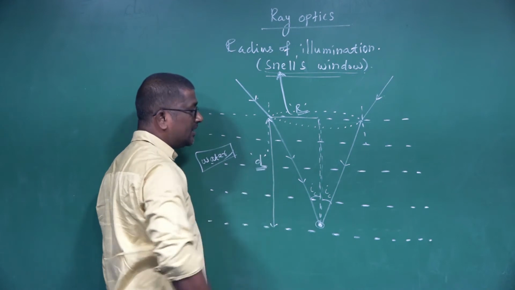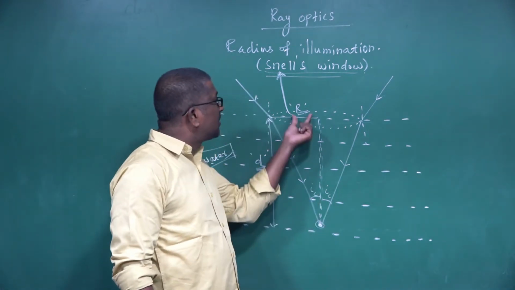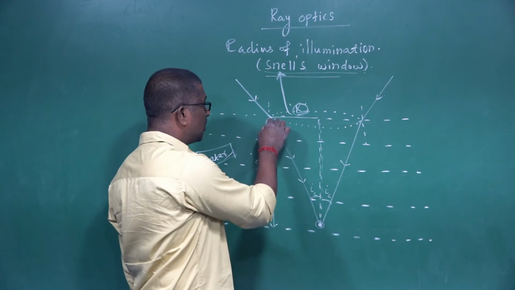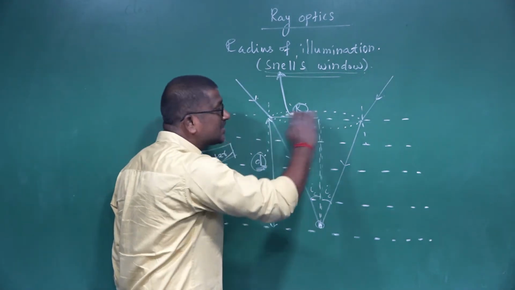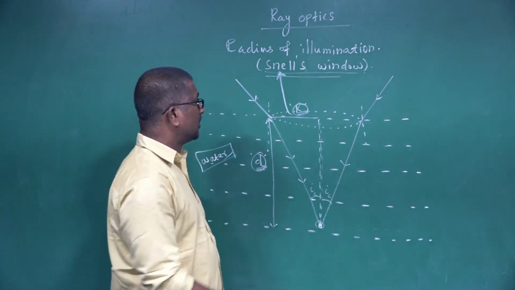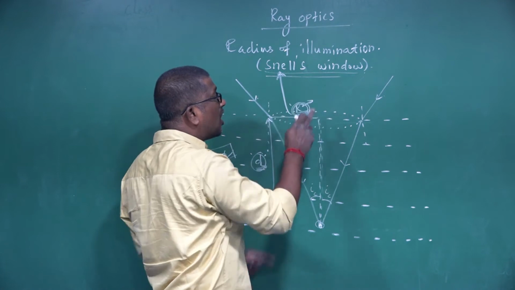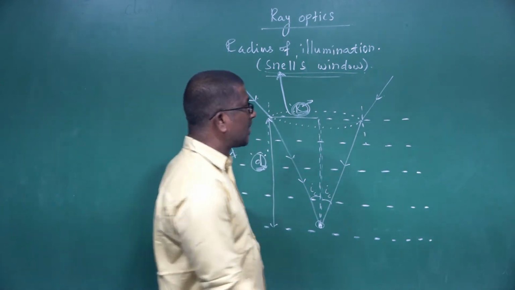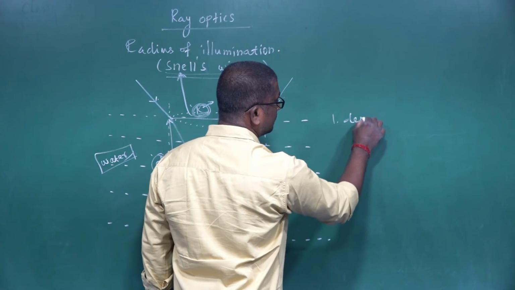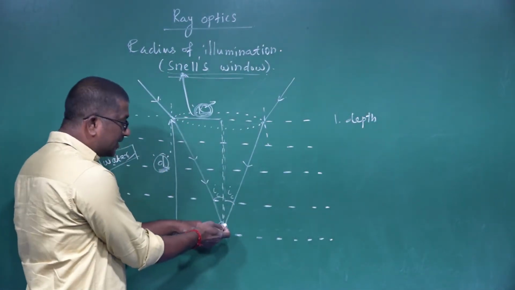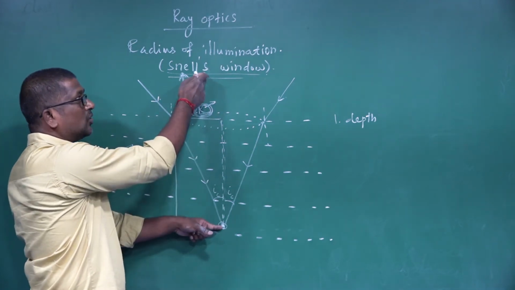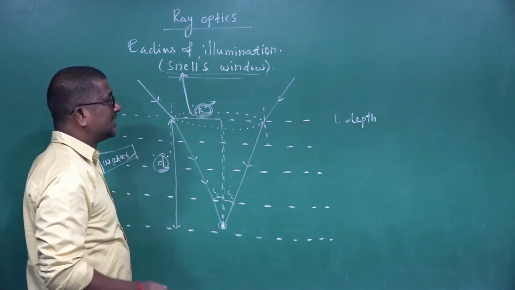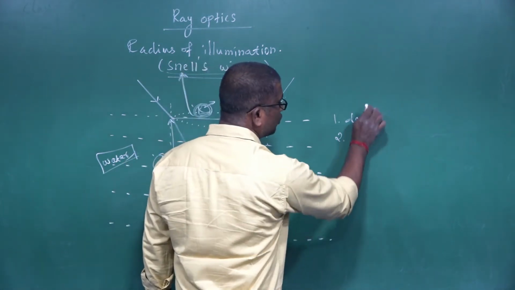And small d be the depth of this point from the surface of the water. So R is the radius of the Snell's window, and small d is the depth of the point from the surface of the liquid. Here the radius of Snell's window, or the radius of the restricted illuminated circular area, depends on two factors. What are the two factors? One is depth. As the depth of this point increases, the radius of Snell's window also increases. And the second one is the nature of the medium.